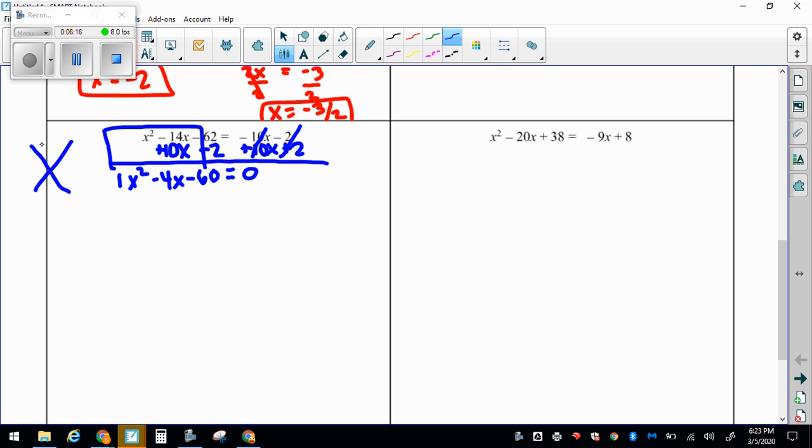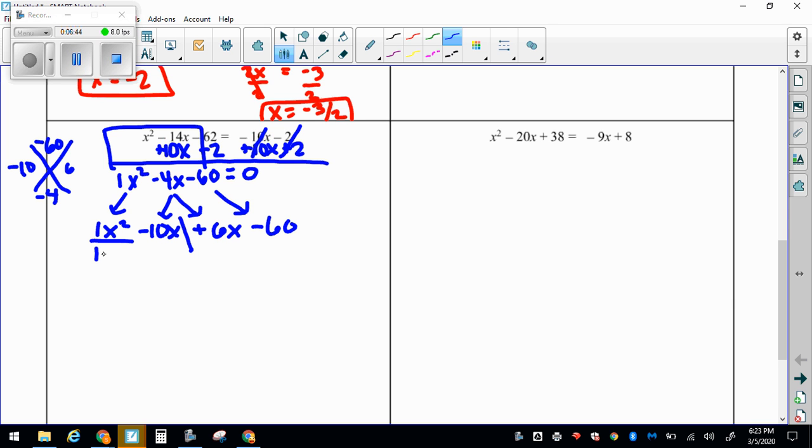So I need to think of a number that multiplies to negative 60, but if I add them together, I get negative 4. Draw out the factor chart if you do not know them, but it's going to be negative 10 and positive 6. So I'm going to split this into negative 10x and positive 6x. Bring down my minus 60, bring down my 1x squared, and then factor by grouping.